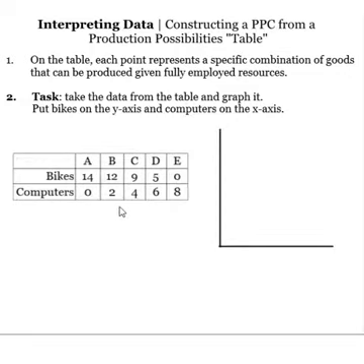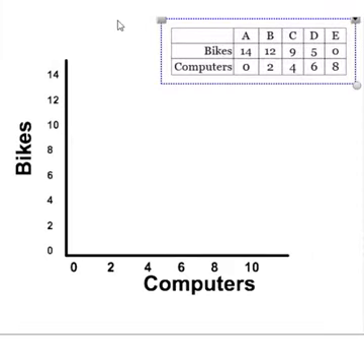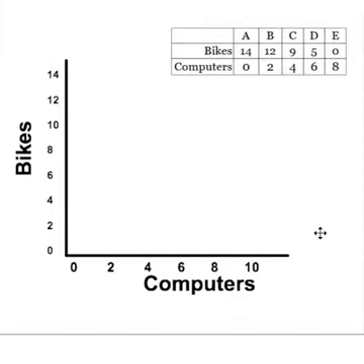So 0, 2, 4, 6, 8, those should be equally spaced hash marks on your line. And then the other side should also be equally spaced, 2, 4, 6, 8, just so it's all very symmetrical. So this is what it would look like when you have the axes labeled and numbers in place.